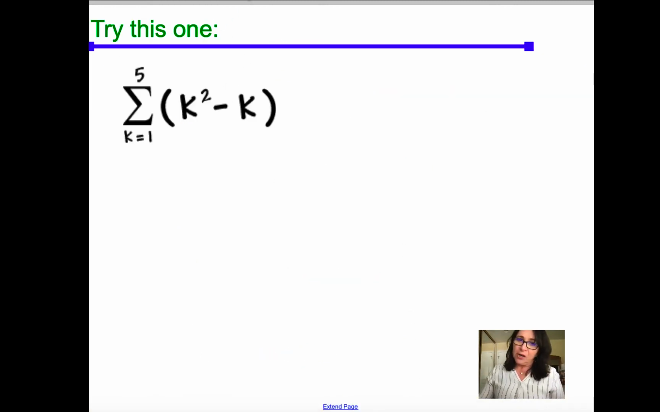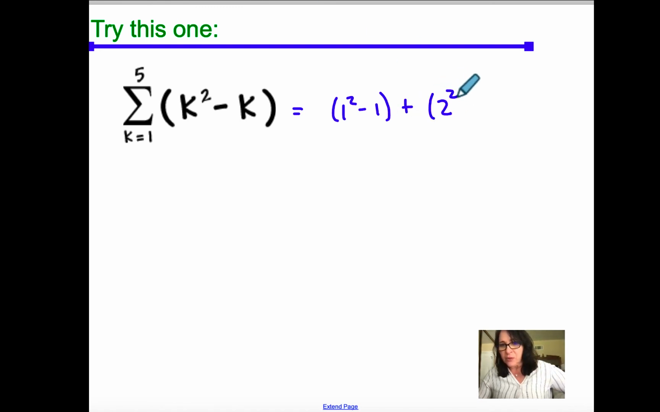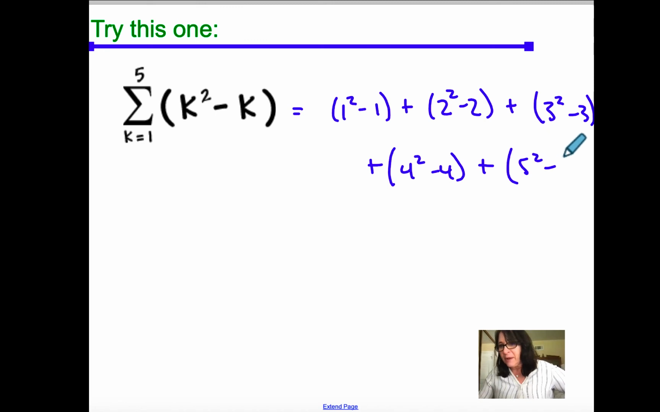For this one right here, we're going to plug in values from 1 to 5. And so the first term would be 1. So I'm going to use brackets also. So I'm going to say 1 squared minus 1. Probably just use parentheses, that would be sufficient. The second one would be plus 2 squared minus 2. The next one would be 3 squared minus 3 plus 4 squared minus 4, and lastly plus 5 squared minus 5.